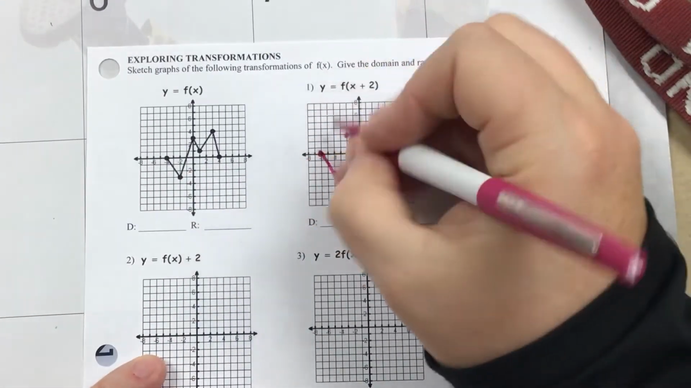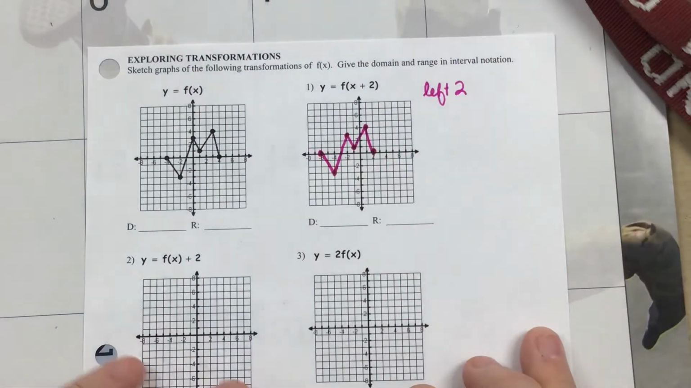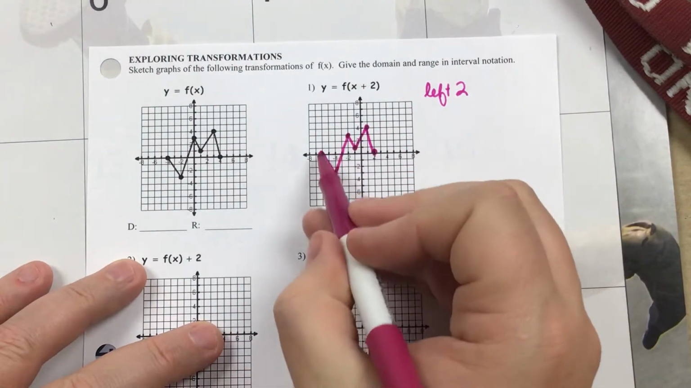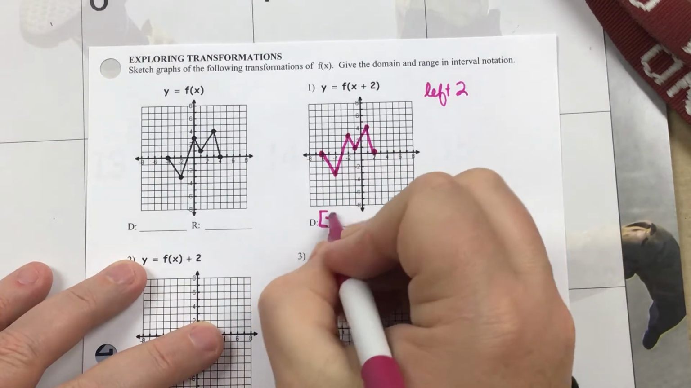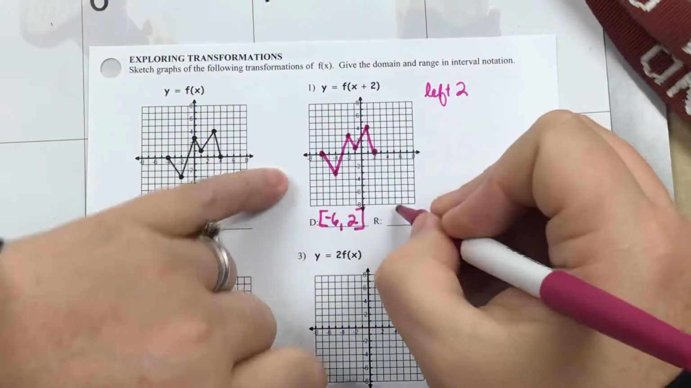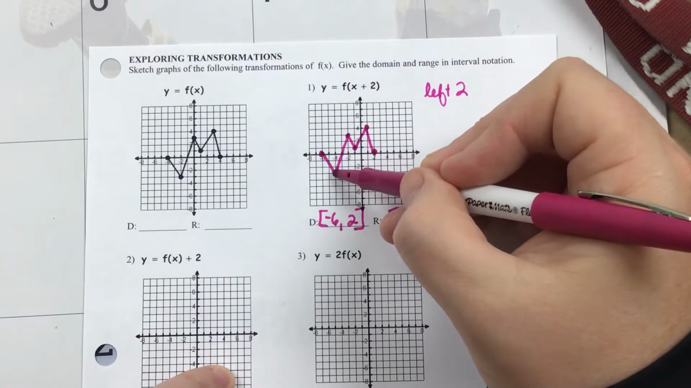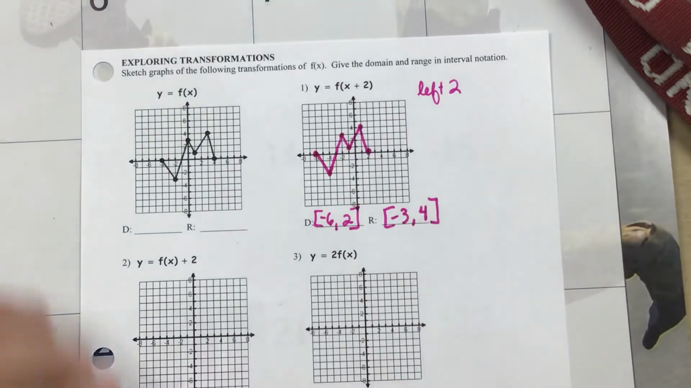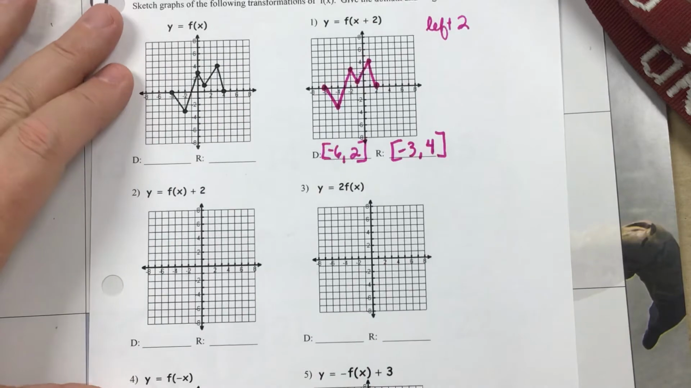And again, I'm going to draw in the segments to connect it. My domain are my x values. So notice my x values go from negative 6 up to positive 2. And then my range, up and down, the lowest value that I have is negative 3, and it goes up to 4. So we're using interval notation. Okay, so again, we're going to do that for each one.